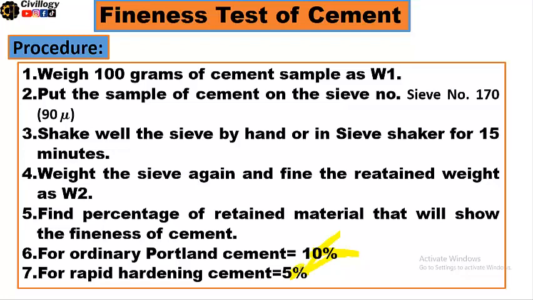As I told you before, as the name indicates, for rapid hardening, if the particles are finer, the cement will get hard earlier. So for rapid hardening this value is 5%, which means that 95% will be able to pass through this sieve. It means that 95% of particles are finer. That's why it hardens rapidly, and for ordinary Portland cement it is 10%.